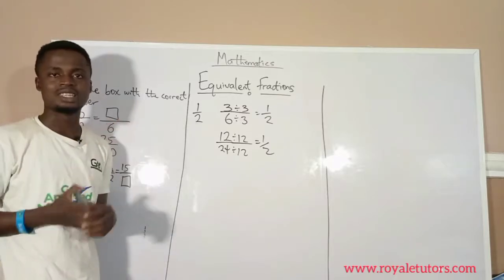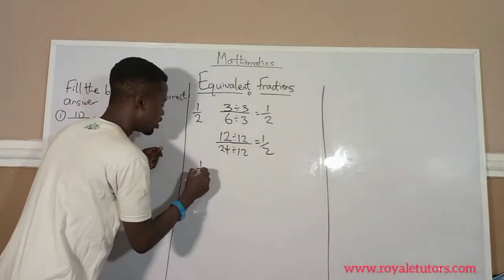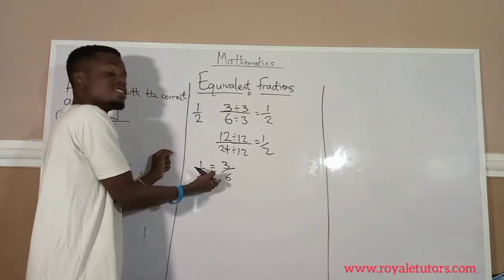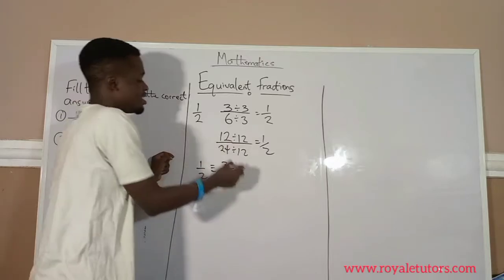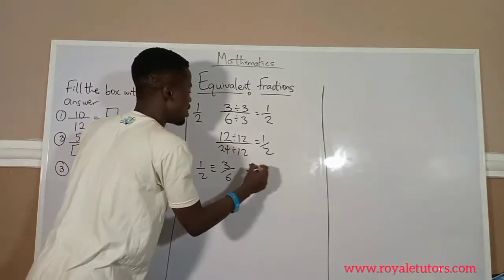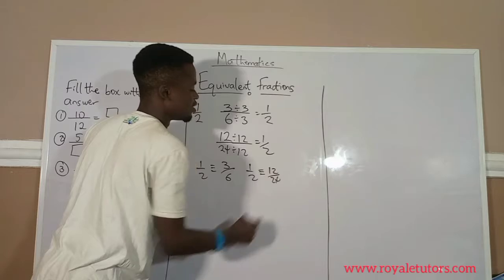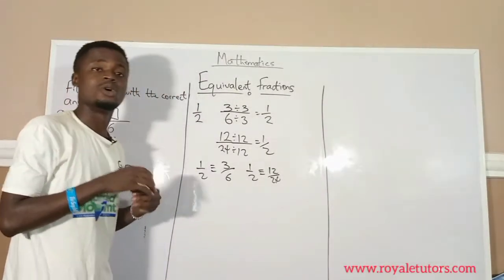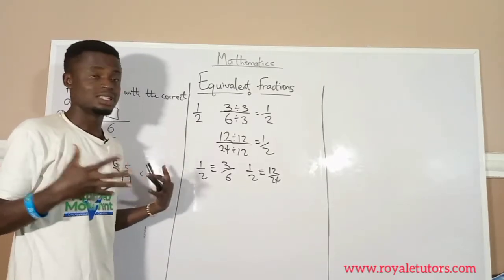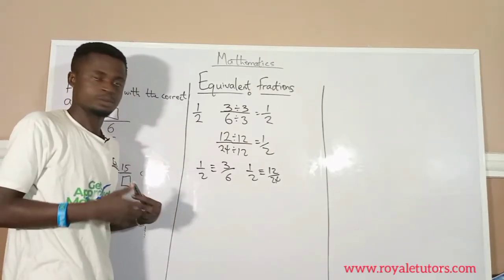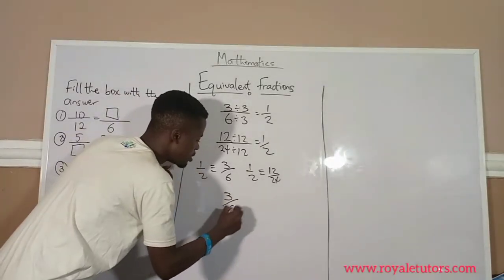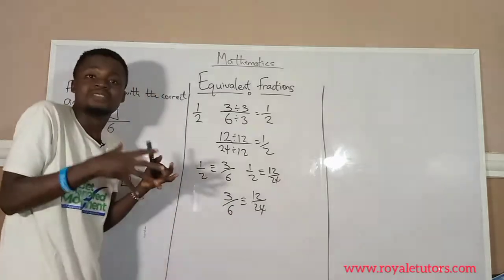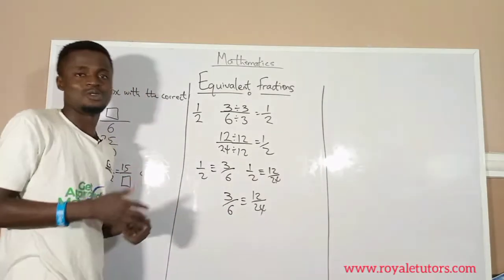So that's where equivalency comes from. Now we can say that 1 over 2 is equivalent to 3 over 6, because if you reduce 3 over 6 to the lowest form, you get 1 over 2. At the same time, 1 over 2 is equivalent to 12 over 24. So equivalent fractions are fractions that, when you reduce them or multiply, still have the same lowest form. At the same time, 3 over 6 is equivalent to 12 over 24, because when you reduce the two of them to the lowest form, they have the same value. They have 1 over 2 as their lowest form.